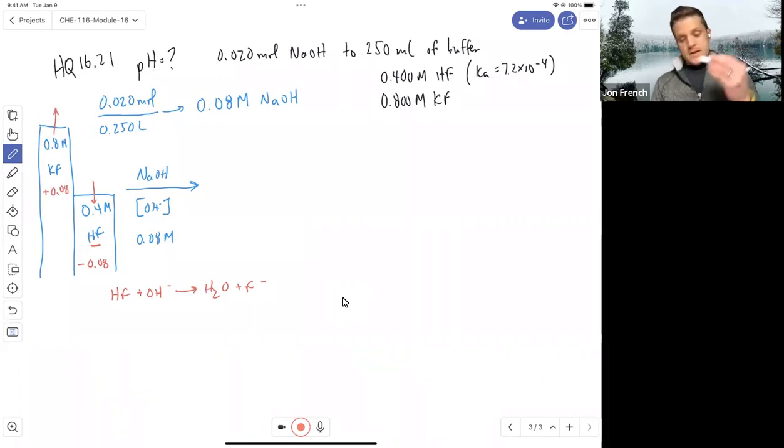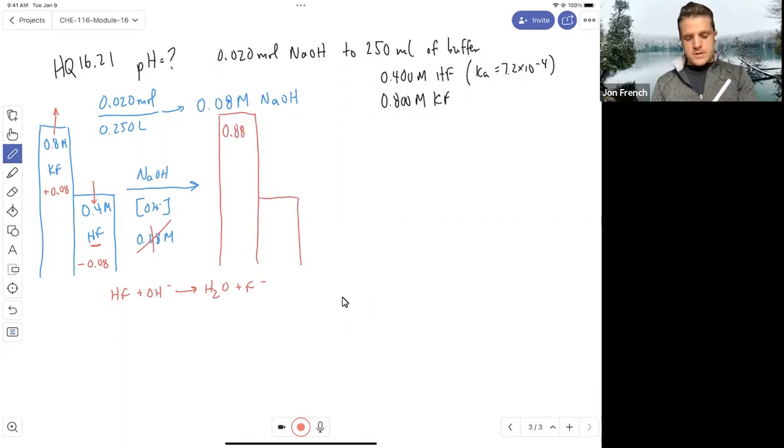So at the end of that, all of the sodium hydroxide reacts. It's all consumed. So at the end of that, I didn't quite give myself enough space, but we're going to have 0.88 molar potassium fluoride, or essentially just fluoride that we're worried about there. And we're going to have 0.32 molar HF.